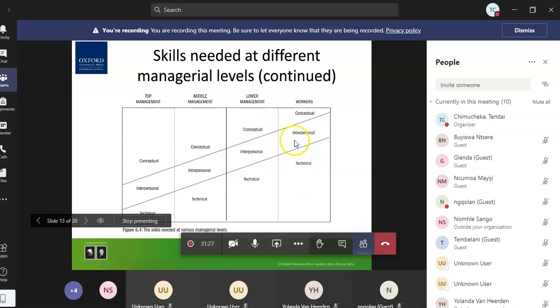Then lower level managers do not really need too much conceptual skills, the reason being they already know, or they are already told, what ought to be done. So all they need to do is break down those tactical goals into operational goals, into day-to-day tasks that they will then complete. However, they need more technical skills, because these are the people that will practically do the tasks. Then coming to the workers, they need very little conceptual skills, but they need more technical skills.